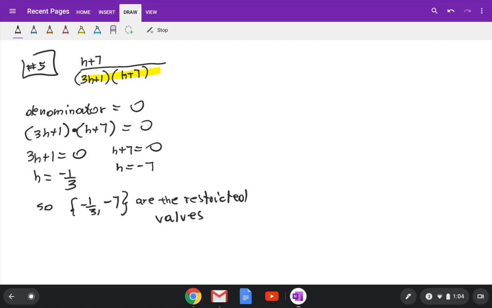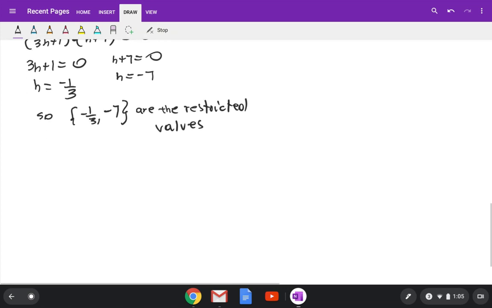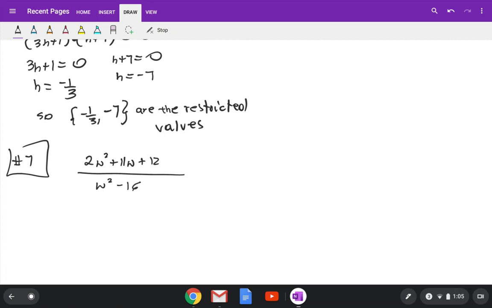Okay, that was 5. We're moving on to 7. In number 7, they also want you to find the restricted value. So we have 2w squared plus 11w plus 12 over w squared minus 16.